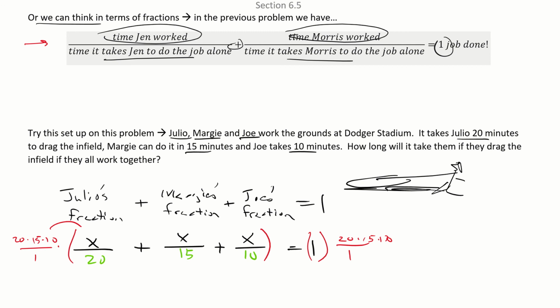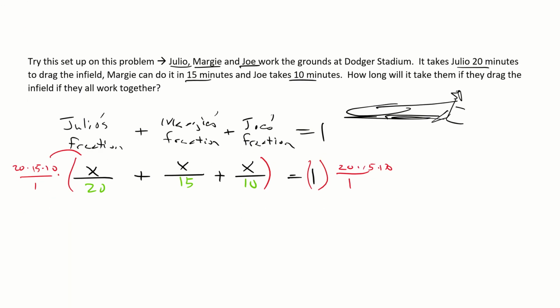And when I distribute, I'm going to do this one without writing it 3 or 4 times. I'm just going to simply say the first guy loses the 20, and it leaves behind 15 times 10 times x, plus the second guy loses the 15, and it leaves 20 times 10 times x. Last one loses the 10, and it's 20 times 15 times x, and on the other side is just 20 times 15 times 10.